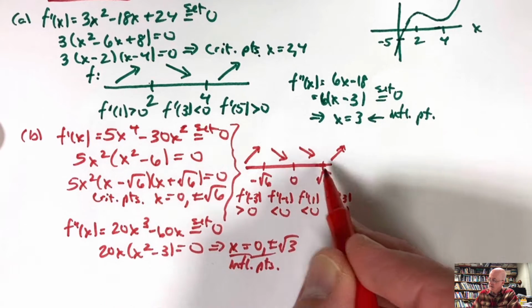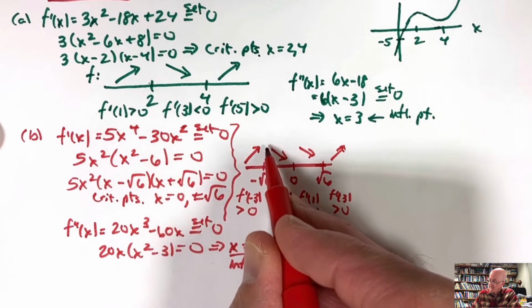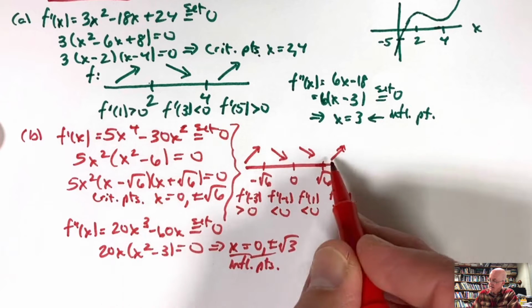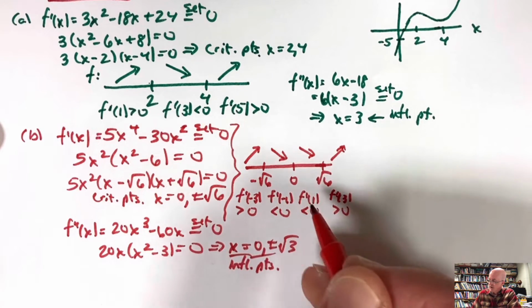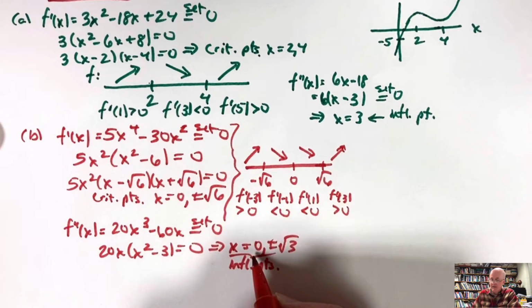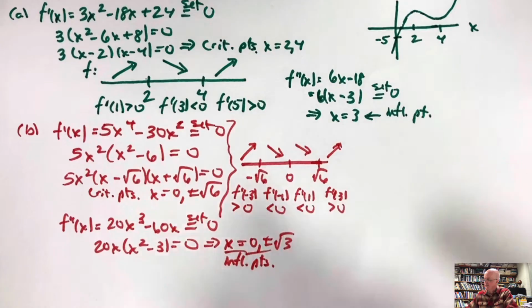If you plug in this one, you'll get a positive value, so the graph is concave up, confirming a local max, the top of a hill, at negative root 6 and a local min, the bottom of a valley, at positive root 6. When you plug in 0, you're going to get 0. 0 is not only a critical point, it's also an inflection point. That's hinting at what's going on here.